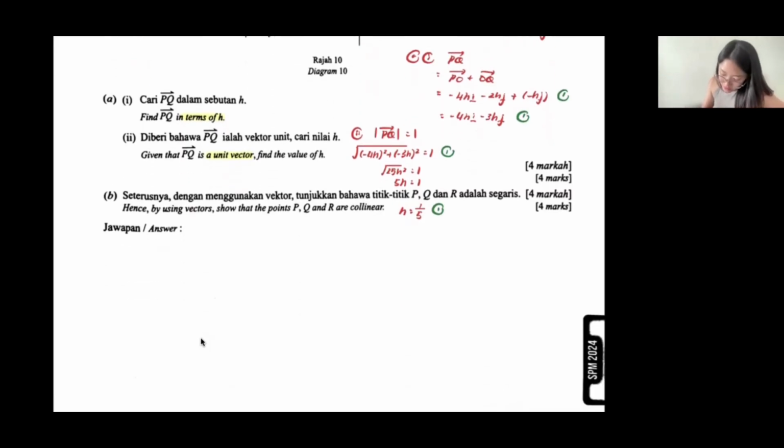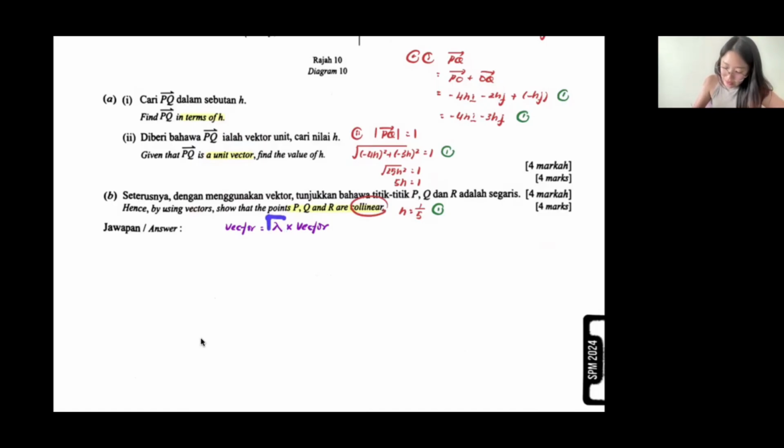Hence, by using vectors, show that PQR are collinear. When you see the word collinear or the word parallel, we are going to place vectors like this. Vector equals a constant times vector. This is the parallel form. The constant can be other letters or symbols, but usually we put lambda over here. If you want to put in any other letters, you can.